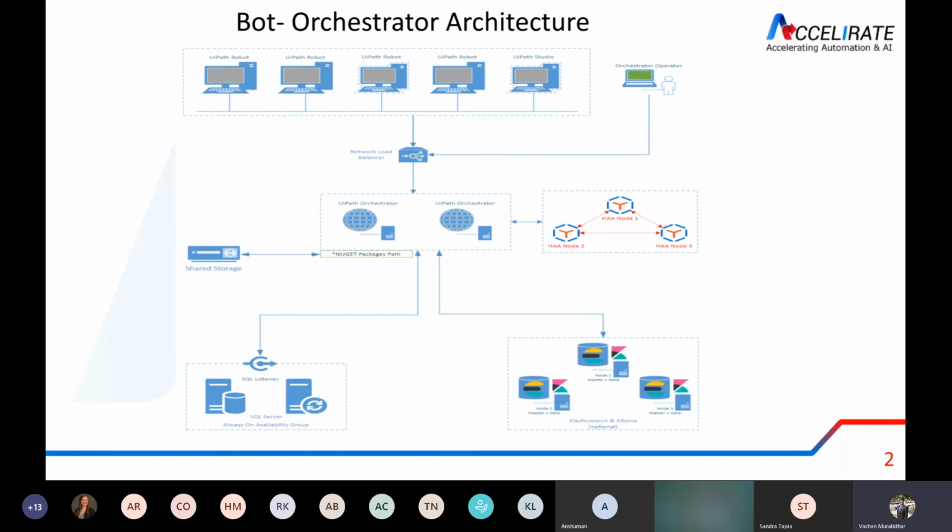So this is the bot orchestrator architecture. The orchestrator acts as a kind of control room. The orchestrator operator has access to control many things in the orchestrator. For example, he can publish updates as NuGet packages to bots, he can stop the bot, he can start the bot, and he can adjust various parameters associated with the bots. So this is the overall introduction to the bot orchestrator architecture.